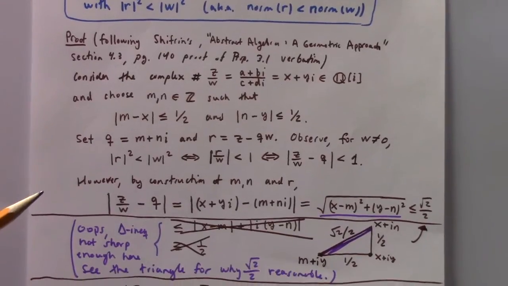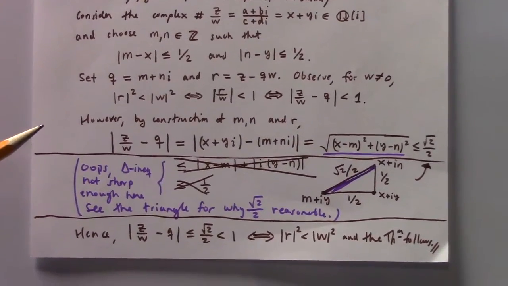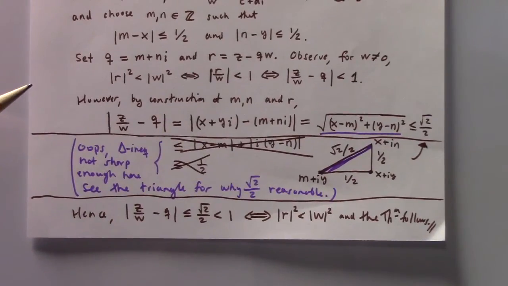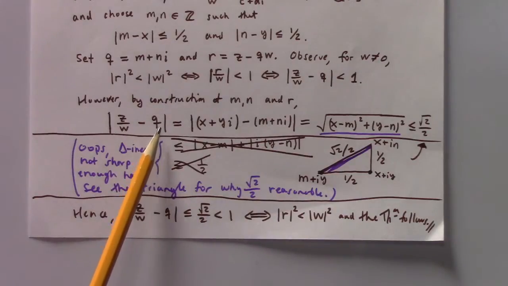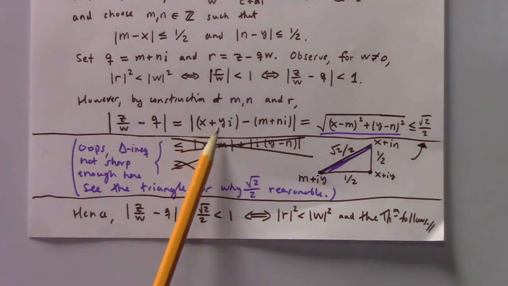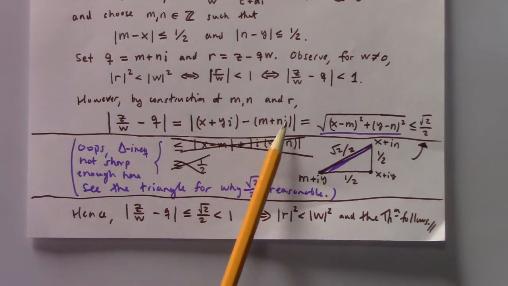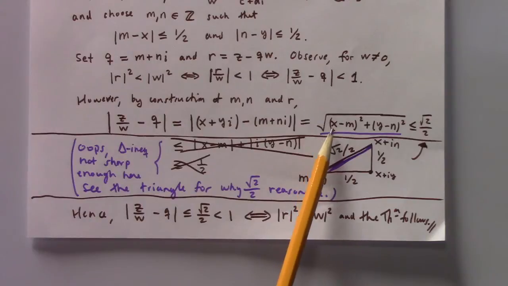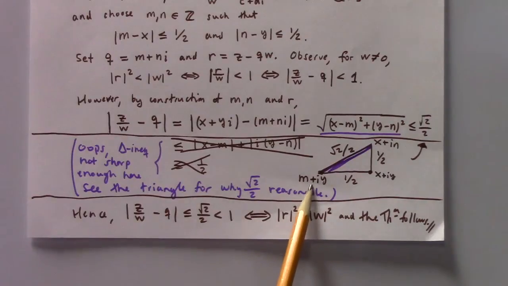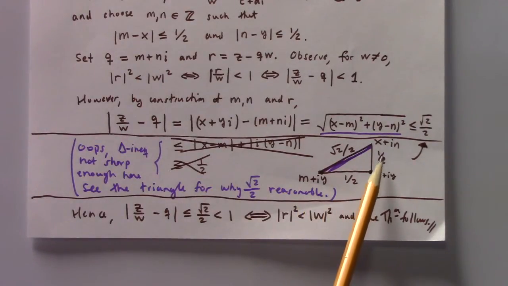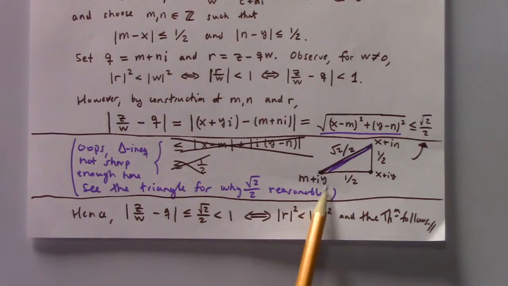However, let me just pan down to the bottom here so we can look at this. Okay, there's the end of the road. However, by construction of m and n and r, you can see that the distance between z over w and q is equal to x plus yi, because that's z over w, minus m plus ni, because that was q. And by definition, that's the square root of (x minus m) squared plus (y minus n) squared, right? But if you look at this triangle, this is the relation between m and n. This is the worst case scenario. It would be if x were actually one half unit away from m, and if y were actually a half a unit from n, that'd be the worst.